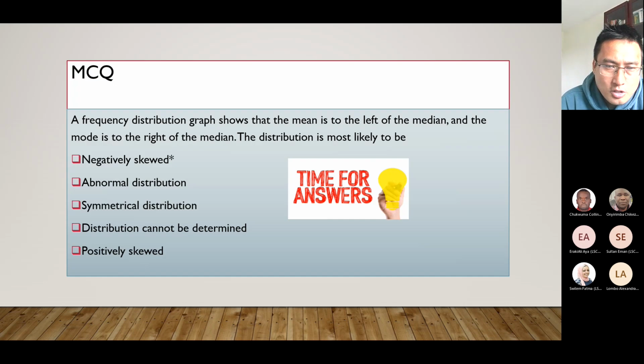Okay. Frequency distribution graph shown. The mean is to the left of the median. The mode is to the right. Is the distribution positively or negatively skewed? Remember, right and left hand. So the mean is to your left-hand side. Negative skew. Okay, so as long as you put your hand on the mean, right or left, it will give you positive or negative.